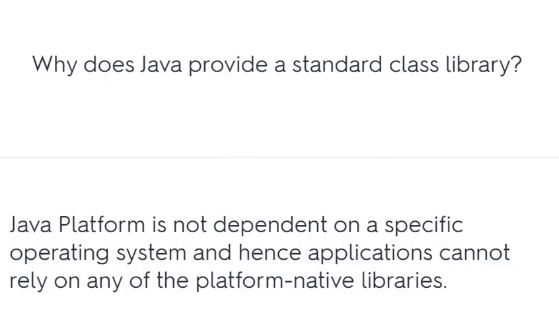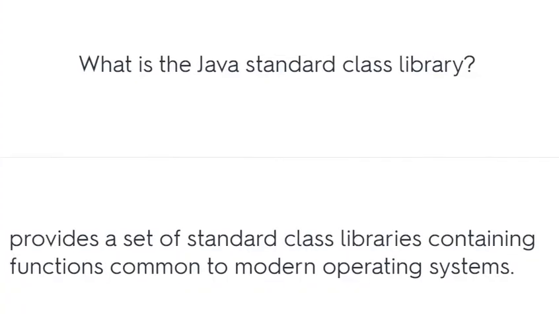Why does Java provide a standard class library? Java platform is not dependent on a specific operating system, and hence applications cannot rely on any of the platform native libraries. What is the Java Standard Class Library? Provides a set of standard class libraries containing functions common to modern operating systems.